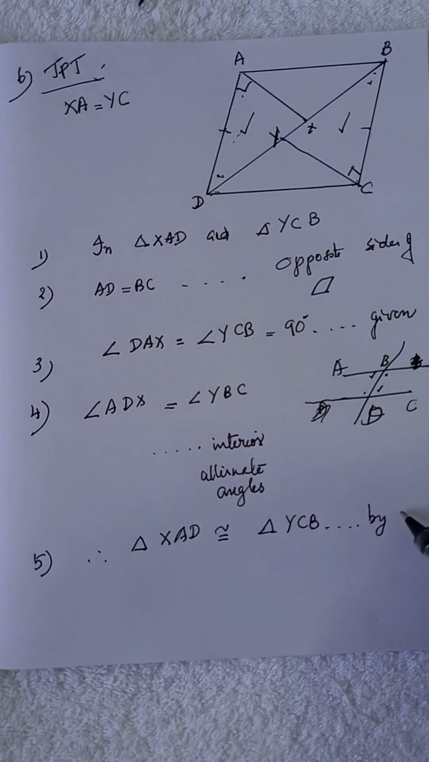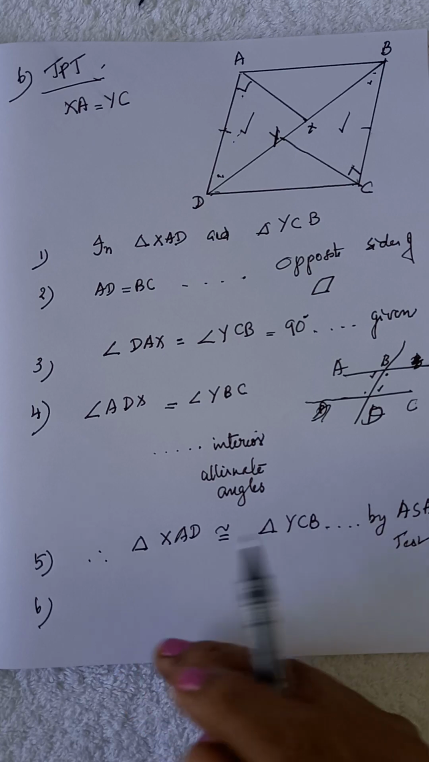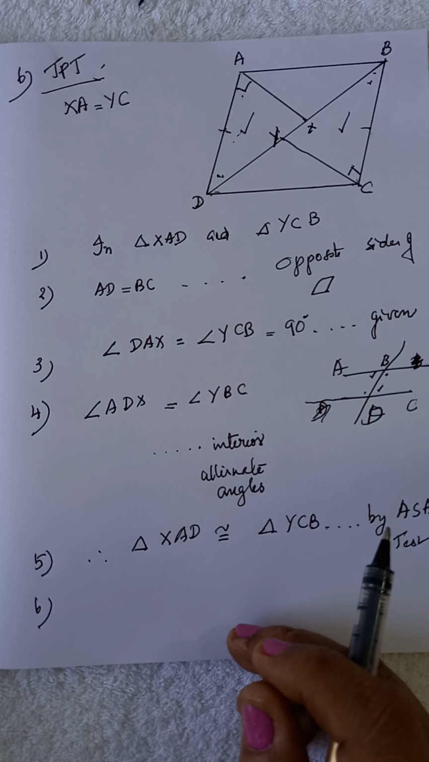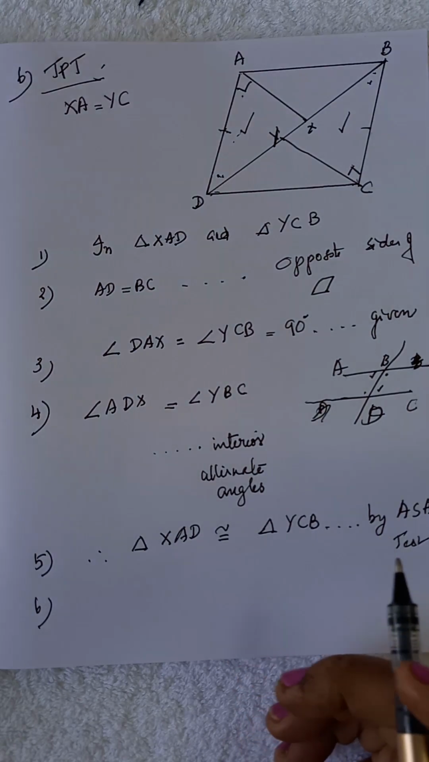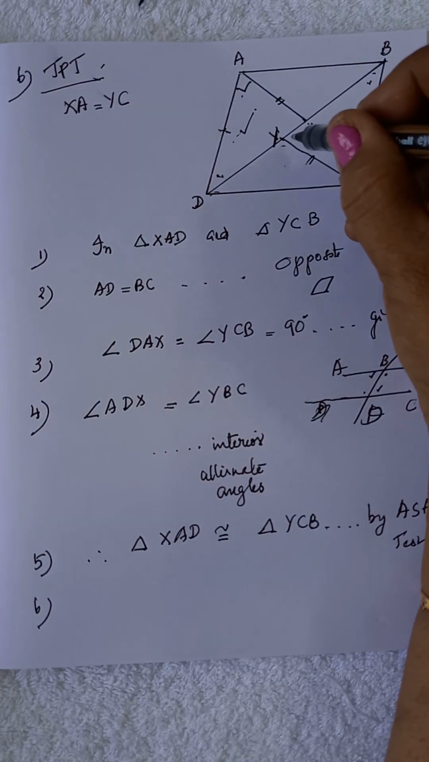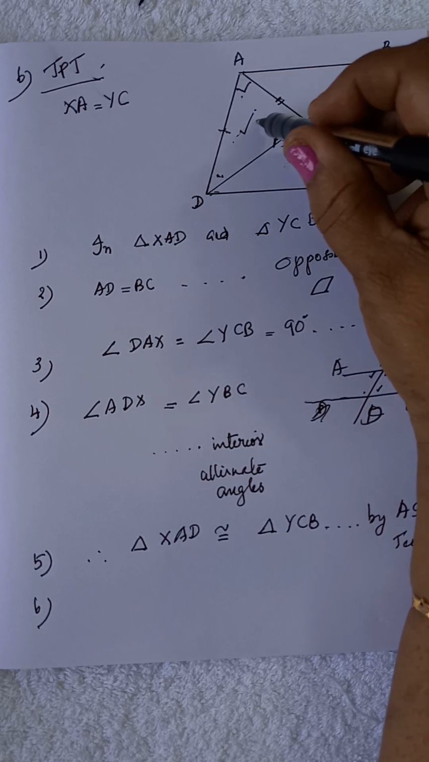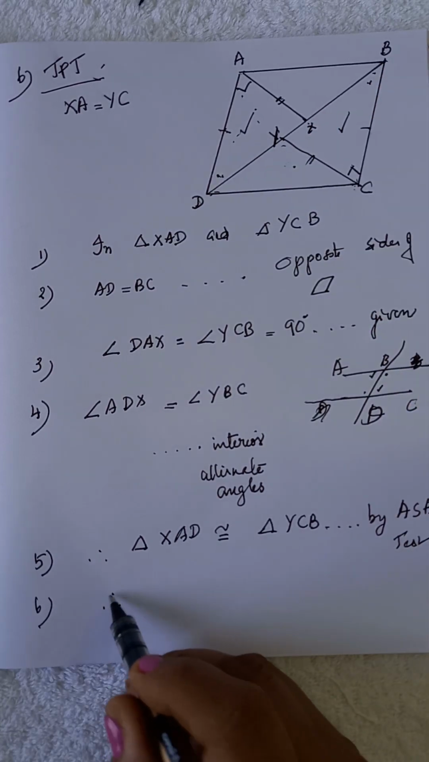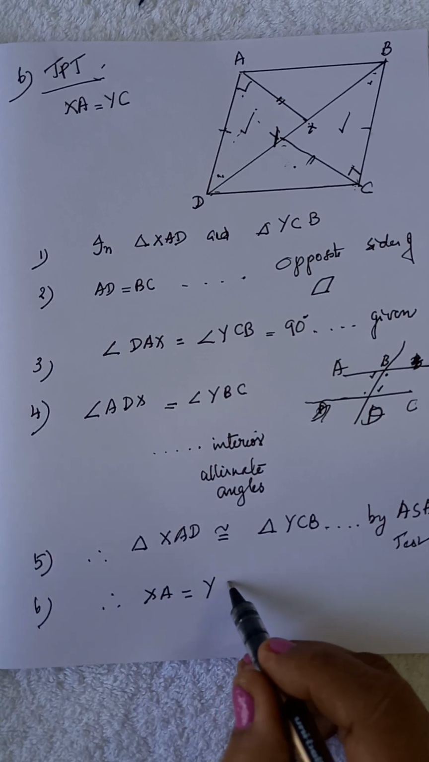These two triangles are congruent to each other, which means all their corresponding angles and corresponding sides are also congruent, that is, they are equal. Therefore we can say that XA is equal to YC because XA and YC are the corresponding sides of the two congruent triangles XAD and YCB. Therefore XA is equal to YC. By what? By CPCTC.